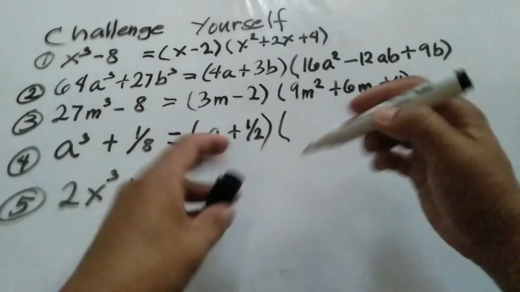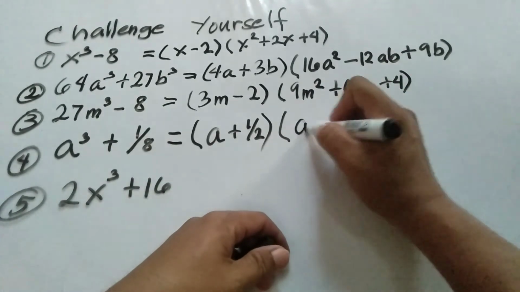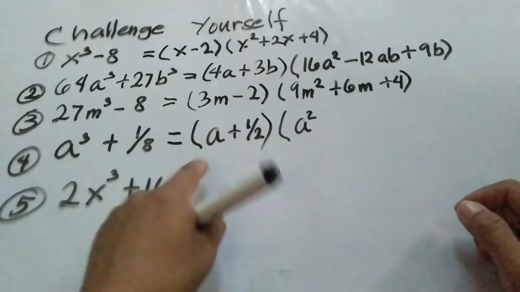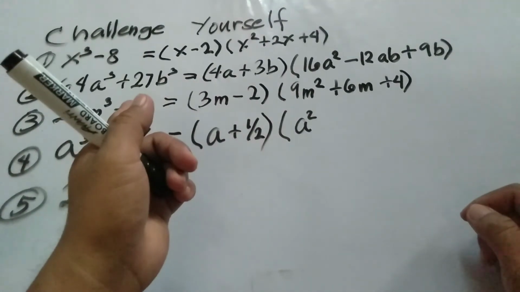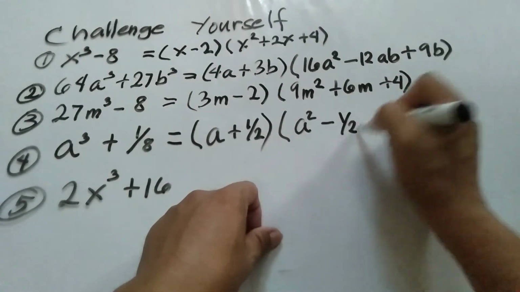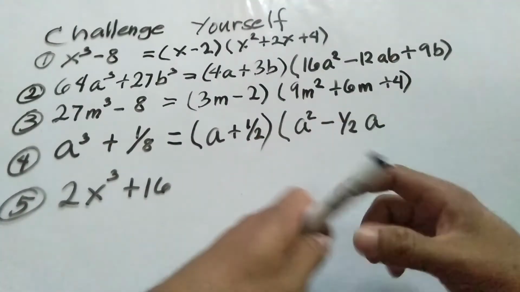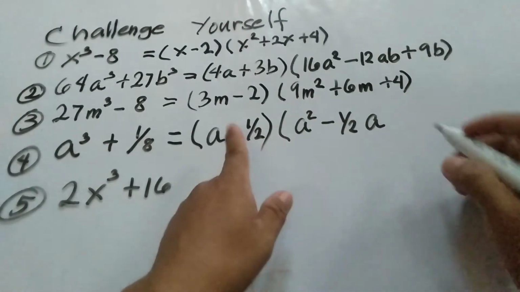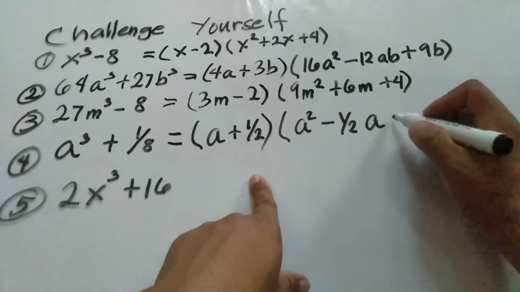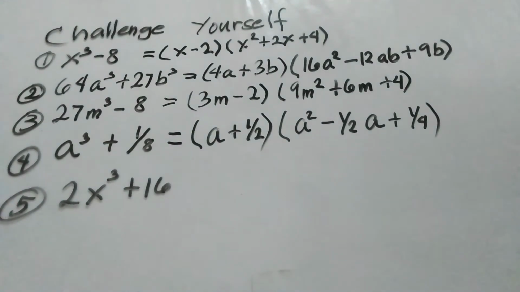Okay? For our second factor, we have square the first term. A times A. We have A squared. Next, first term times second term times negative 1. The answer is negative 1/2 A. And lastly, square the last term. 1/2 squared, or 1/2 times 1/2, plus 1 over 4 or 1/4. Ganyan lang po. Napakadali lang po ng fraction. Wag na wag nyo pong katatakutan ang fraction, my dear students.